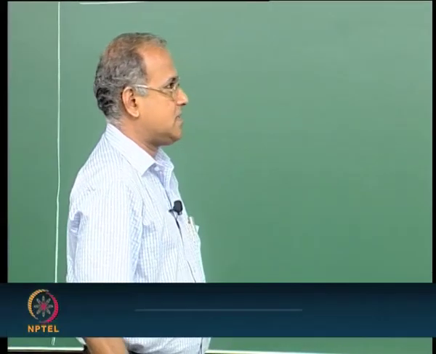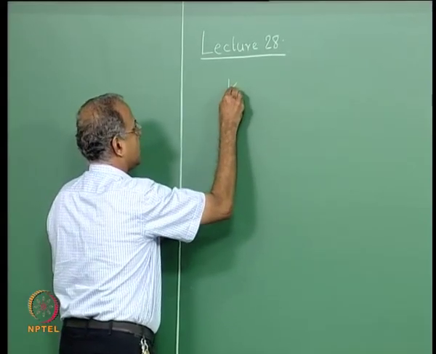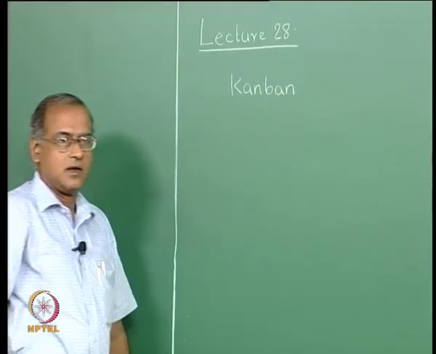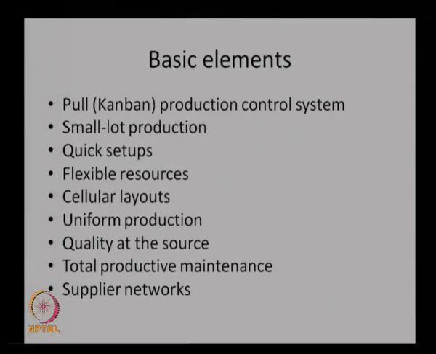In this lecture we see some of the basic elements of just in time manufacturing. In the previous lecture we had seen aspects such as small lot production, quick setups, flexible resources, cellular layouts and uniform production. So, we still have to see the pull control or Kanban control. We also have to look at quality at source, productive maintenance and supplier networks.